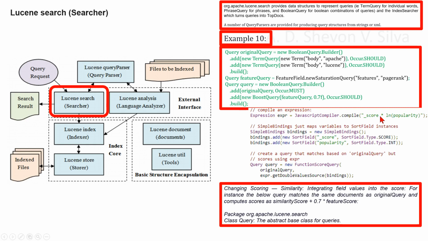Compile an expression. Simple bindings just maps variables to score field instances. Create a query that matches based on the original query but scores using EXPR.